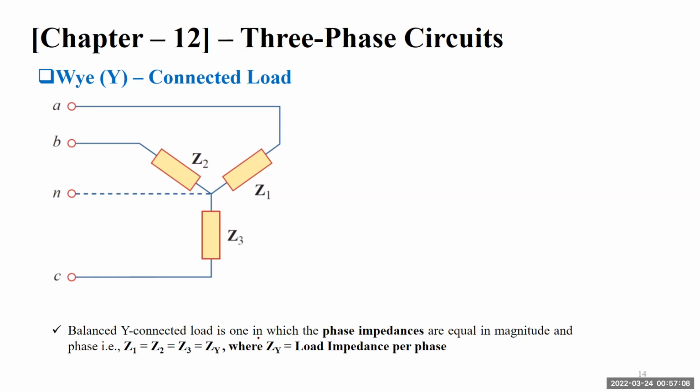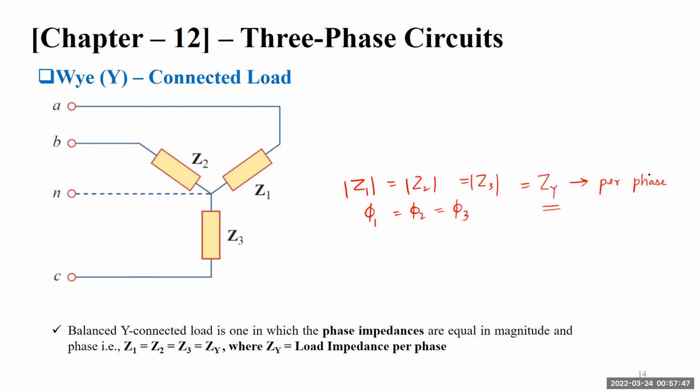Remember, a balanced load is one in which the phase impedances are equal. So if we have Z1 magnitude equals Z2 magnitude equals Z3 magnitude, and phase 1 equals phase 2 equals phase 3, then we can say that this three-phase load is a balanced load. We can also convert it into ZY, and ZY generally is a single phase load impedance, or load impedance per phase.